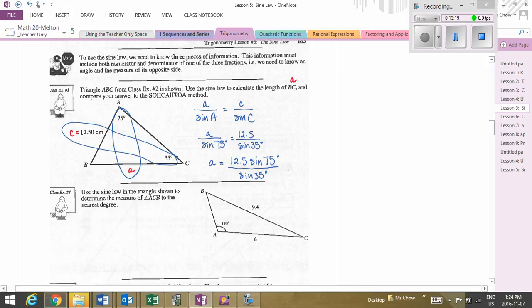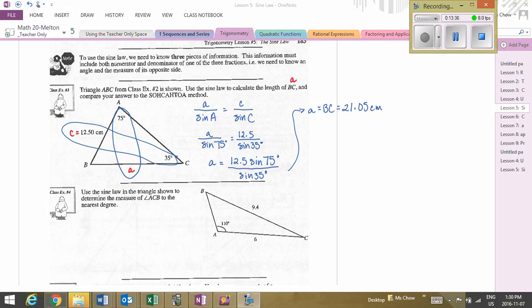right into your calculator, and right away it tells us that A, which is also the length of BC, is equal to 21.05 centimeters, which is what we had on the previous question. So let's take a look at class example number 4.